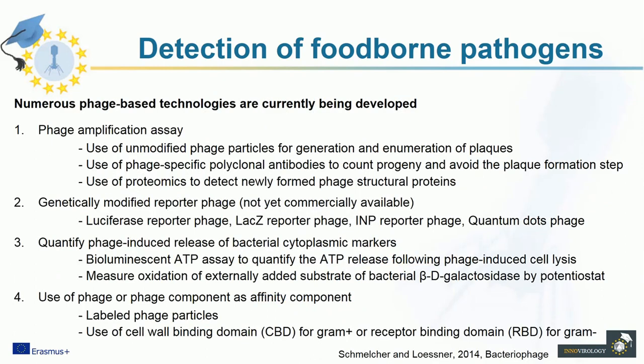Aside from this technique, various other technologies are under development that can depend on phage amplification or reporter phages. These two principles were already discussed in the previous topic. Other options are the measurement of the release of bacterial markers linked to infection, like the release of ATP following cell lysis, or the use of phages as an affinity component in biosensor devices. For a more elaborative view on these options, we refer to the article of Schmelcher and Lösner.